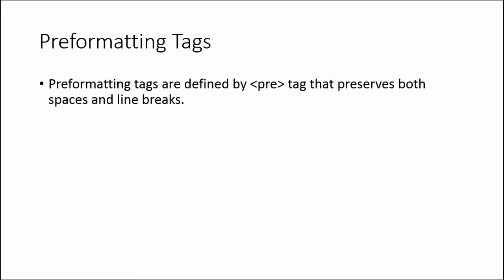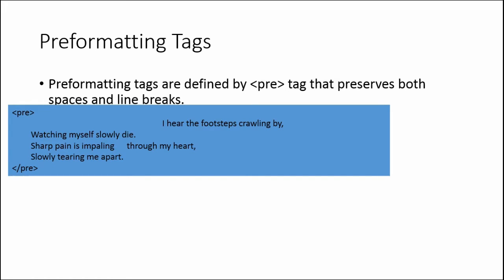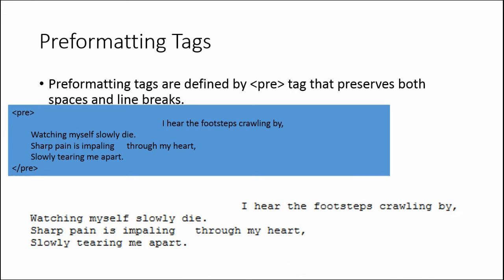For example, if you write this type of code inside the HTML tag PRE, after providing a long space, I hear the footsteps crawling by, watching myself slowly die, sharp cane is impaling, then after 2-3 spaces through my heart, and in the next line, slowly tearing apart. In such a case, you will get the same information, and this is the information that I have extracted, screenshotted from the browser.